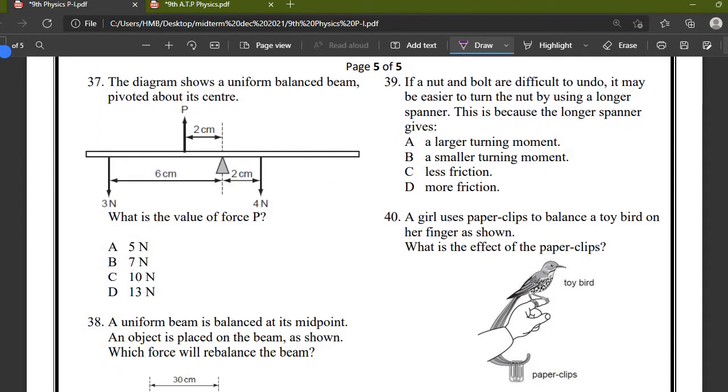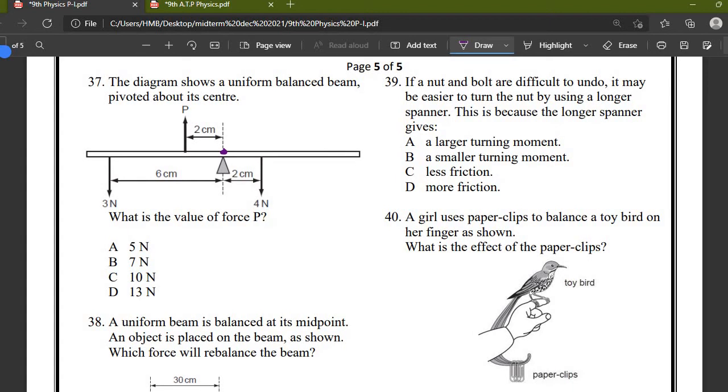The diagram shows a uniform balanced beam pivoted about its center. We have to find the value of P. So this is the center, and this force P will move the rod in this direction, while this force will move the rod in this direction, and this 3 Newton force will move the rod in this direction. It means that this is clockwise torque, this is clockwise torque, and this is anti-clockwise torque. So let's find the torques.